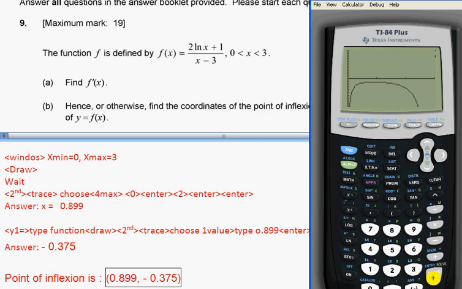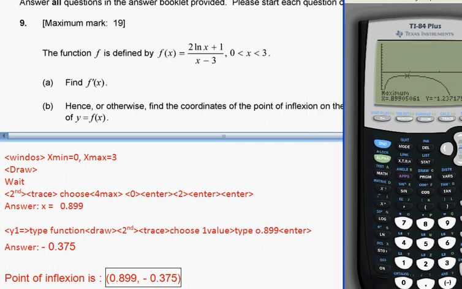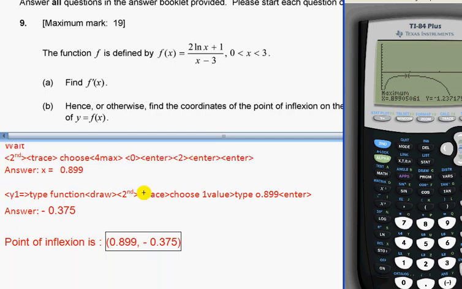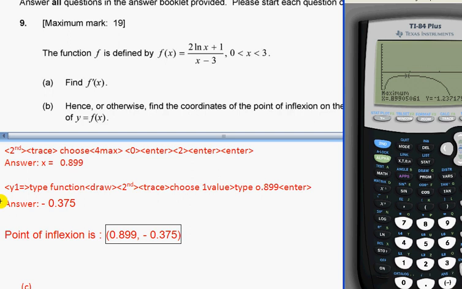But they ask us the point of inflection of our function, not derivative. So we should evaluate our function. How we do it? We write y equals, type our function, then draw. After we draw second trace, choose one value, type 0.899, enter, and you get the evaluated value at this point. So the point of inflection is the point with these coordinates.